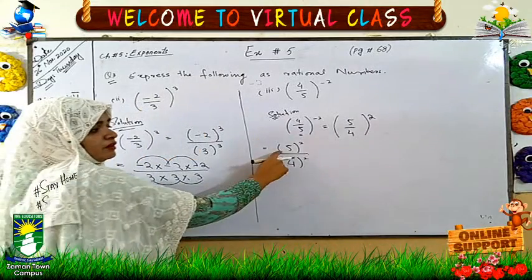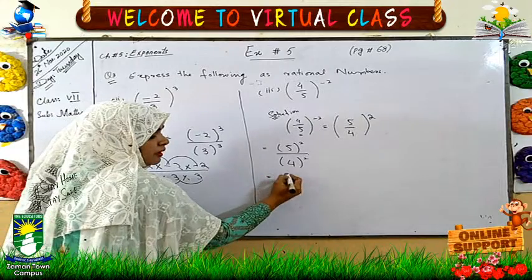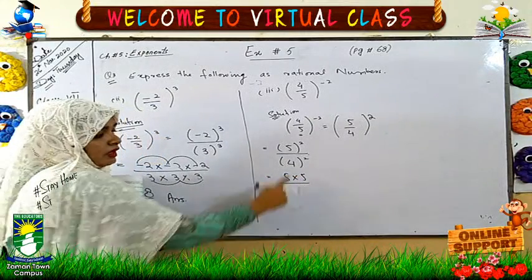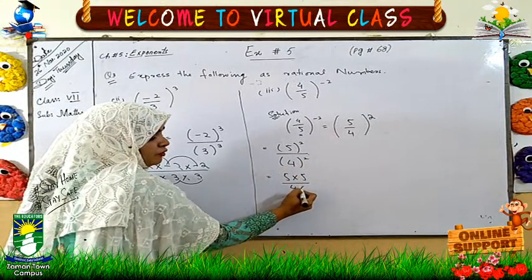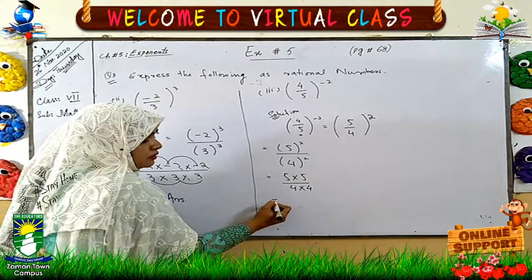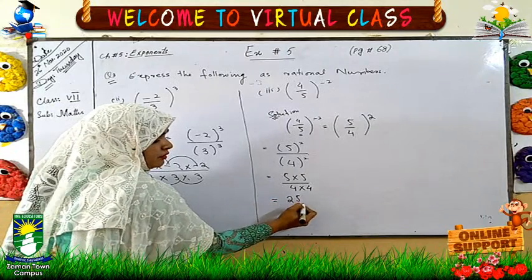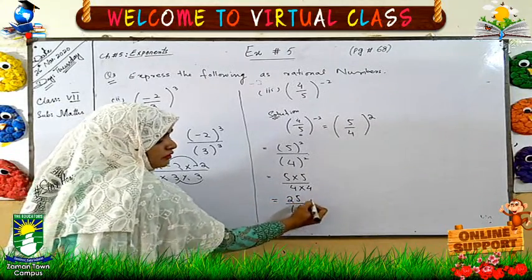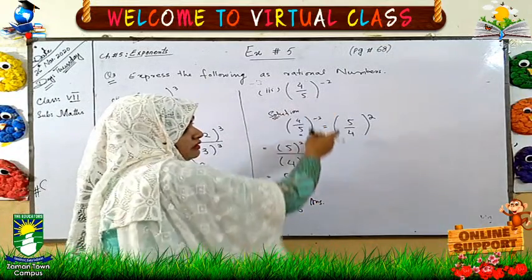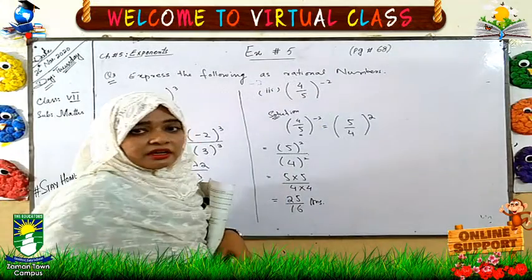Now 5 power square means that you will multiply 5 by 5 two times, and 4 power square means you will multiply 4 by 4 two times. 5 fives are 25, 4 fours are 16. It is your answer.